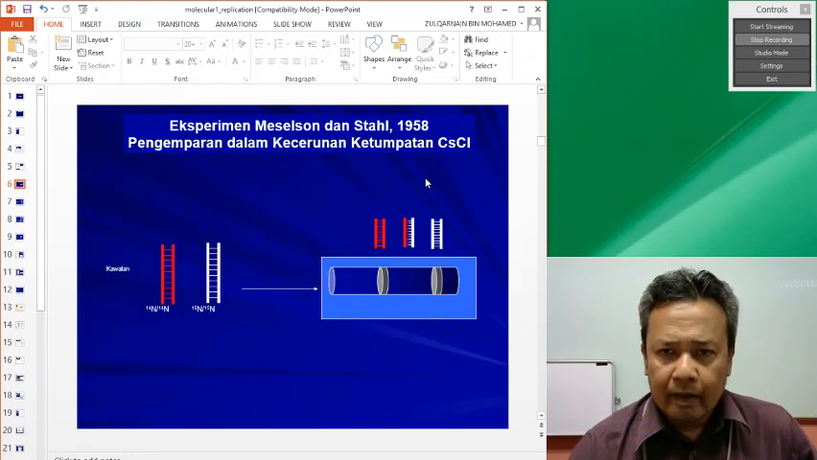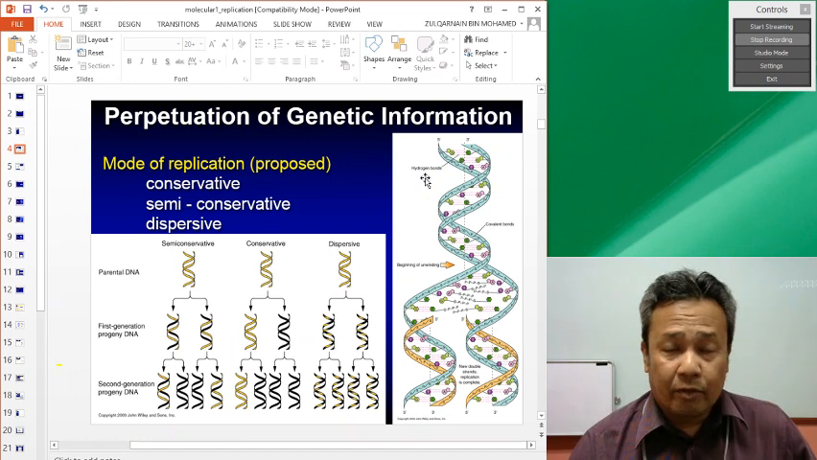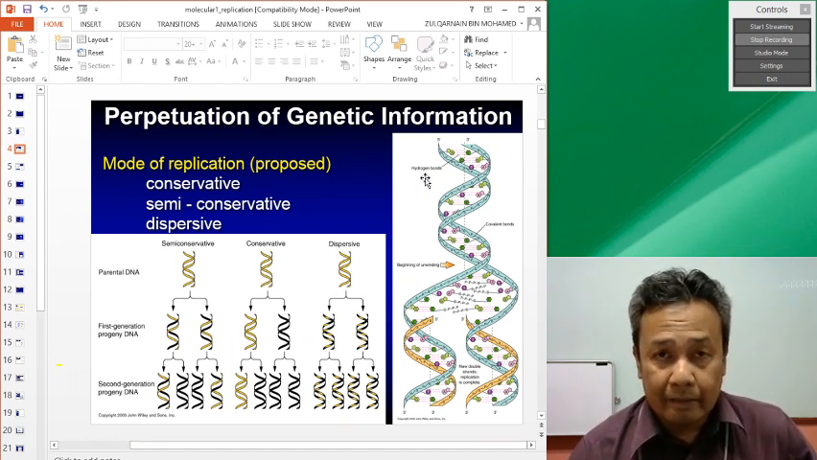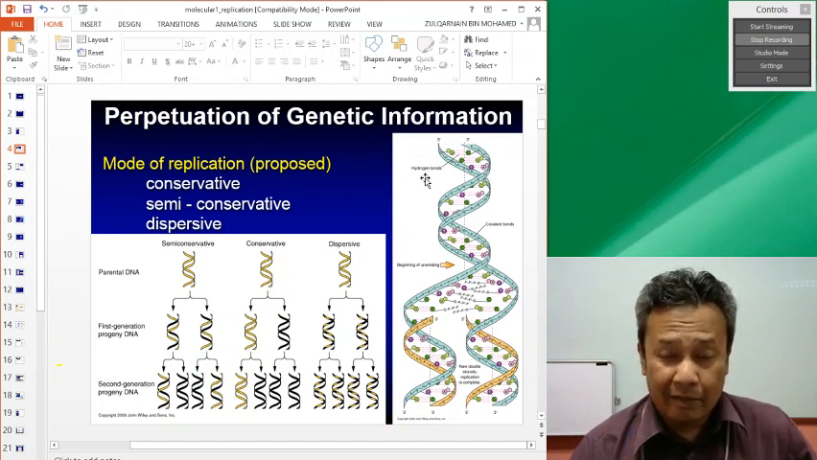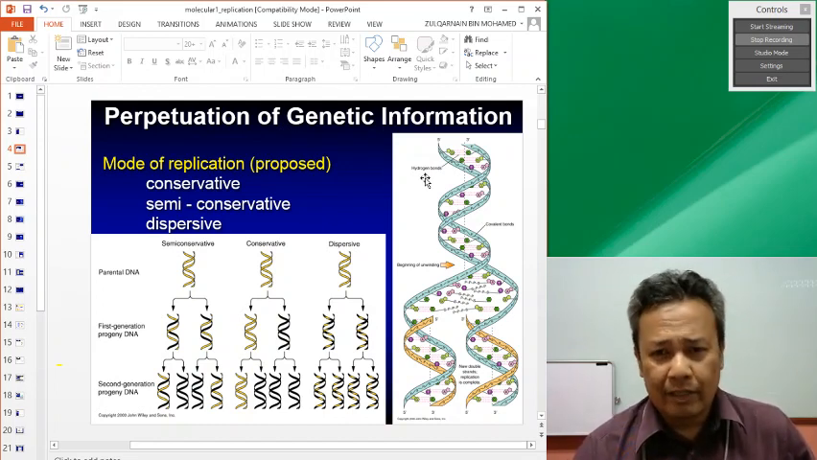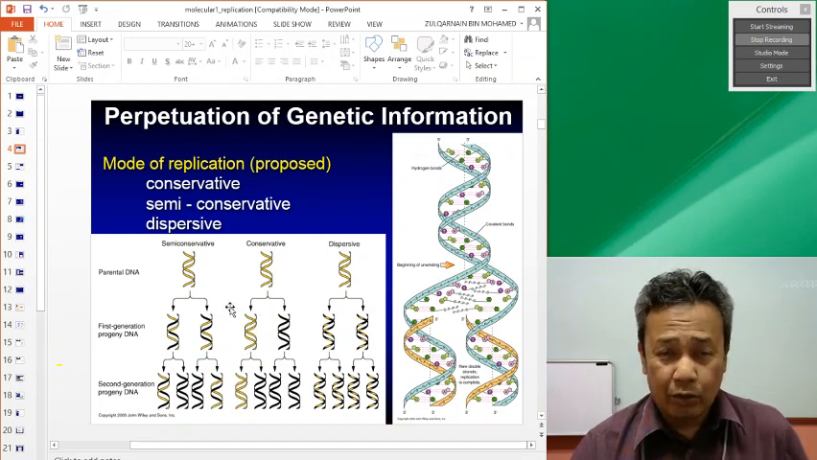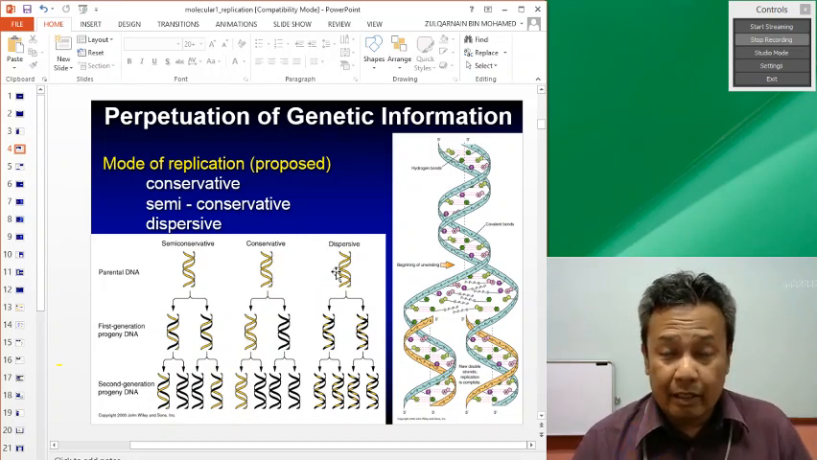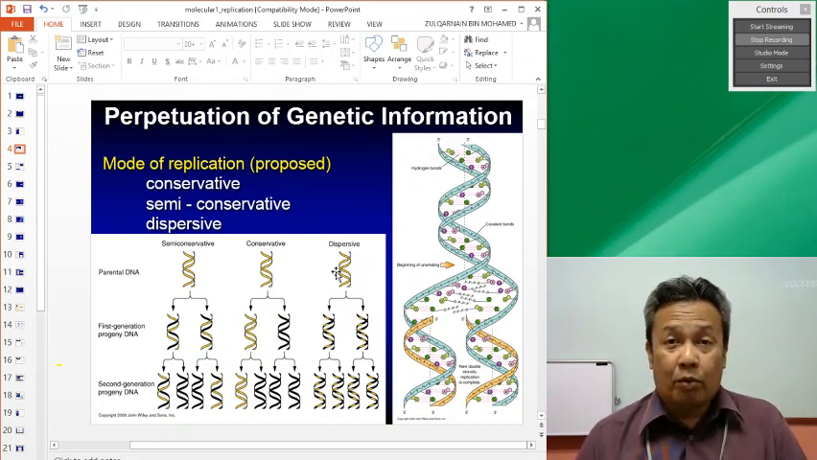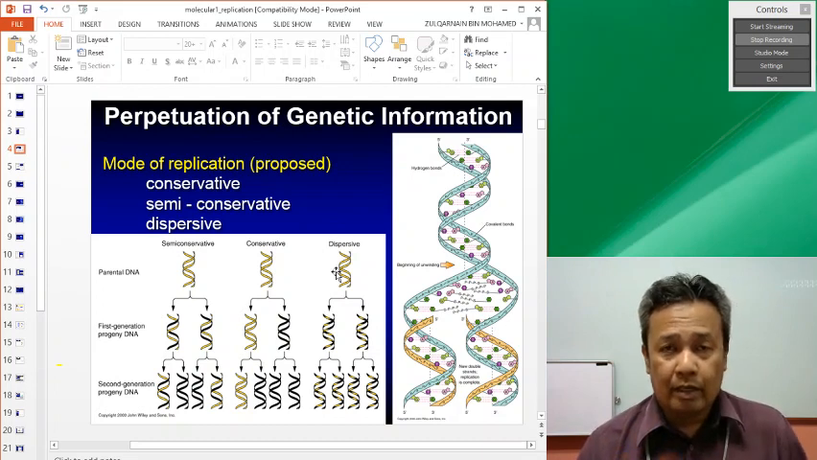Now, before they had proof to show that replication occurs in a semi-conservative manner, there were three different hypotheses. One says it's conservative. That means whenever you have a new strand, both of the original strands remain, right? And then there's dispersive. Dispersive is just a mixture of both new and old DNA strands.